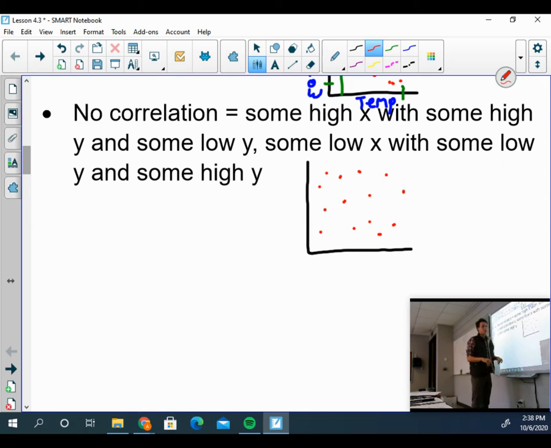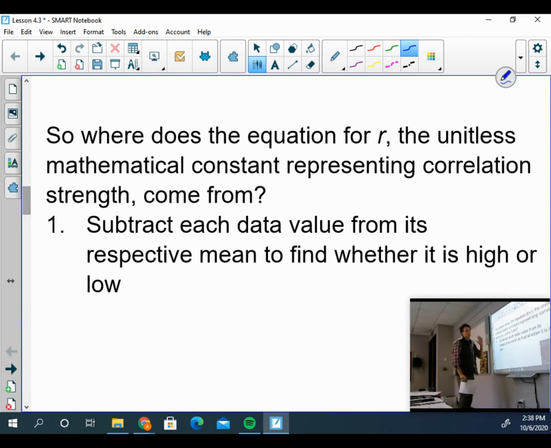Some days I don't spend as much time in the office and the wind could be high. Other days I don't spend much time and the wind could be low. They don't really impact each other. You could have some high values for X and low values for Y, but you could also have some high values for X and some high values for Y. There's no rhyme or reason to it, no correlation. Okay? So that's a review of correlation, high, moderate, and low.